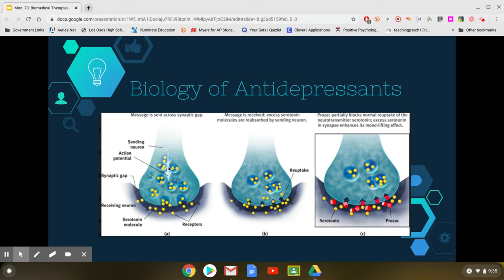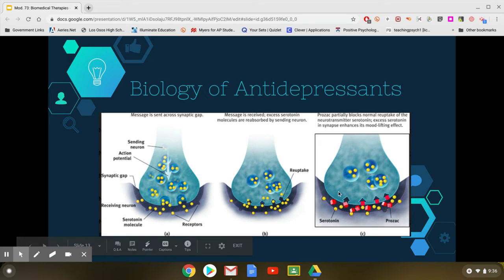So when that action potential reaches our axon terminal, those vesicles bind to this membrane and release that serotonin into the synapse. Those serotonin molecules move across the synapse to receptors on the dendrites of this neighboring, or receiving, neuron. Generally, any excess serotonin is reabsorbed through a process called reuptake.